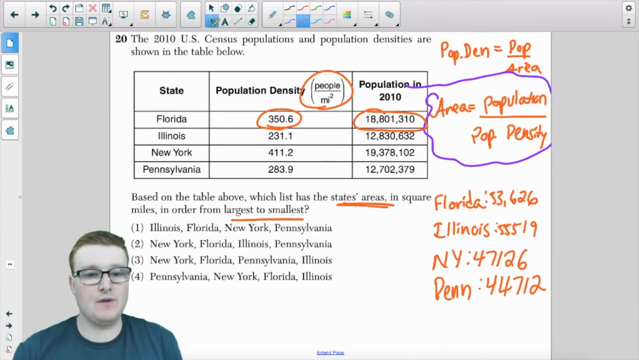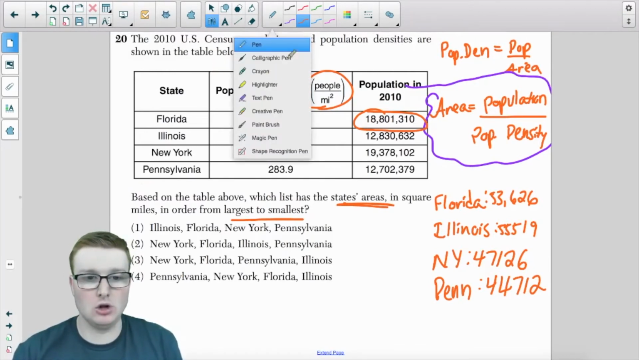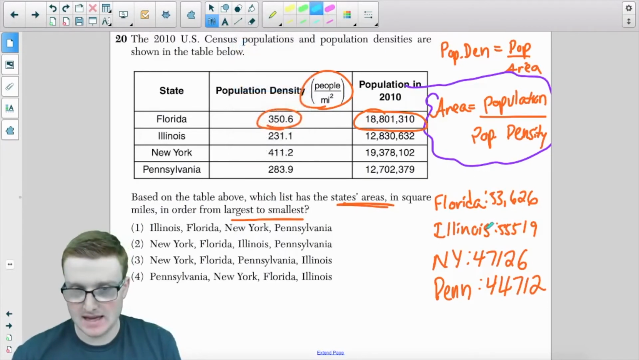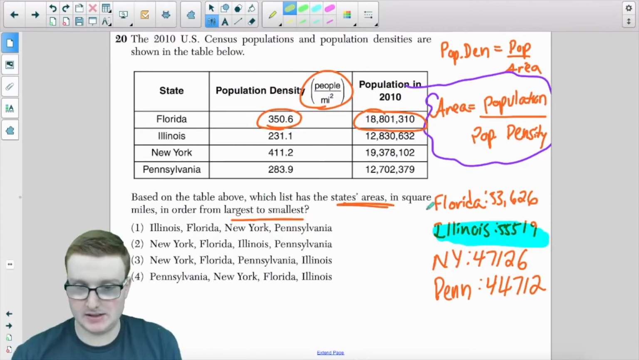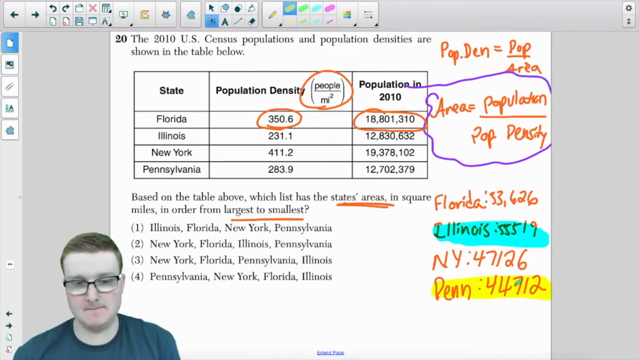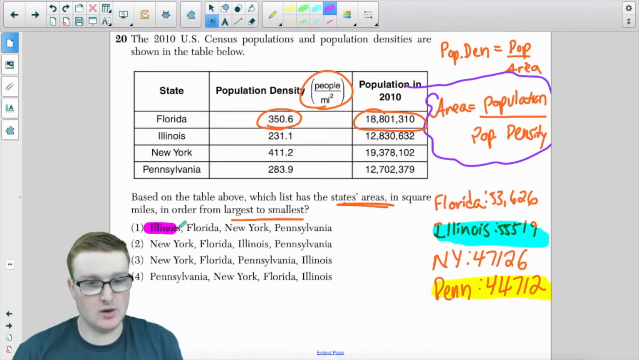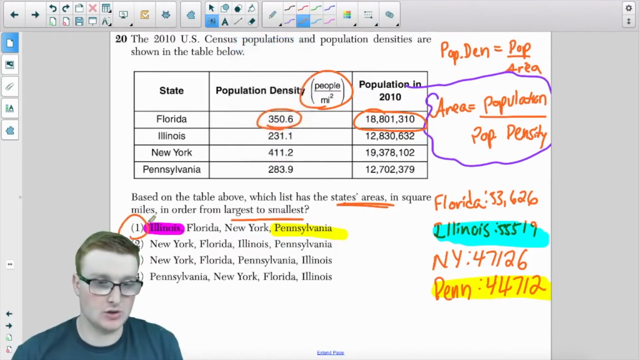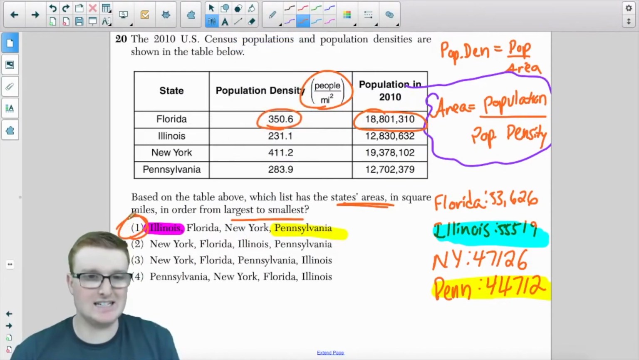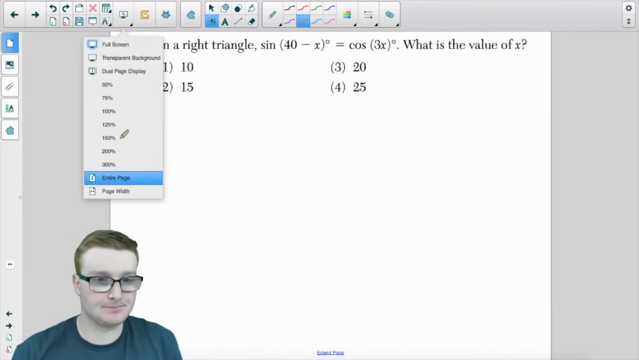Now we need to find which one is from the largest to the smallest. Well, the largest is Illinois and the smallest is Pennsylvania. Florida follows, then followed by New York. Boom. Choice 1 is your answer. That was certainly a tough question, folks. Choice 1's your answer.